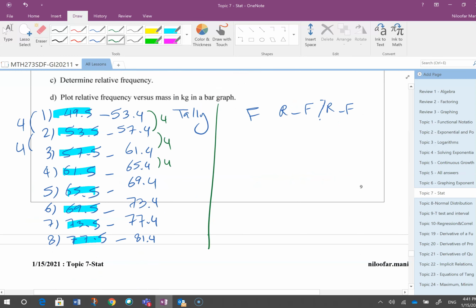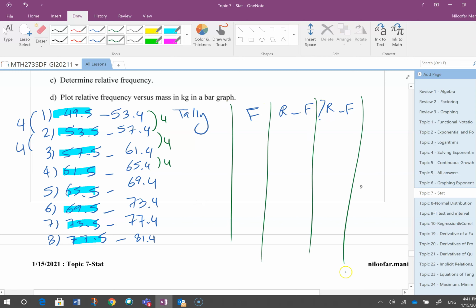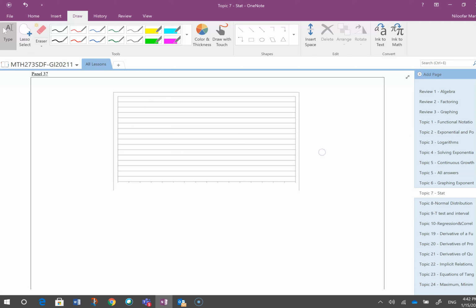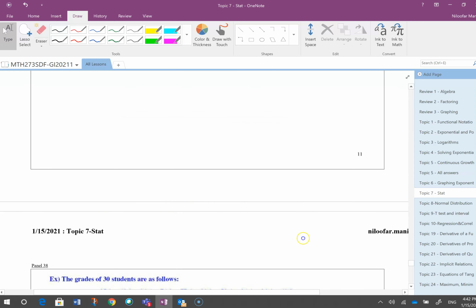This is your homework. I can find the tally here. I can find frequency, relative frequency, percent relative frequency. This can be your homework. And then you can fill the table and you can graph it here.